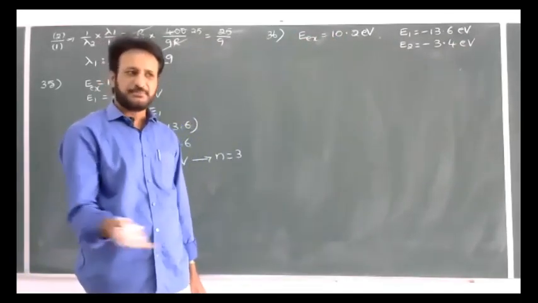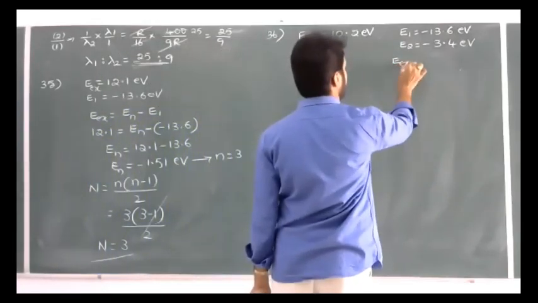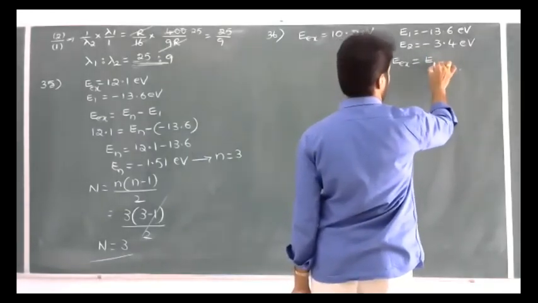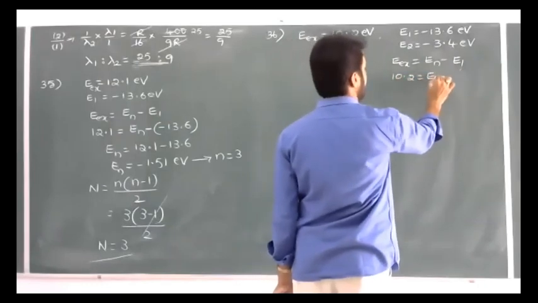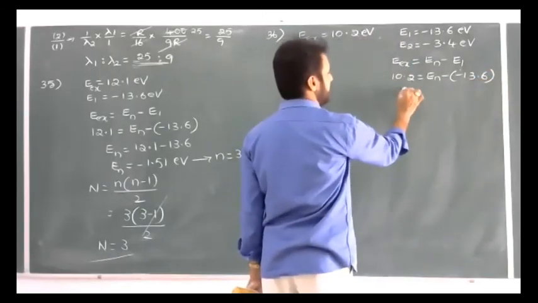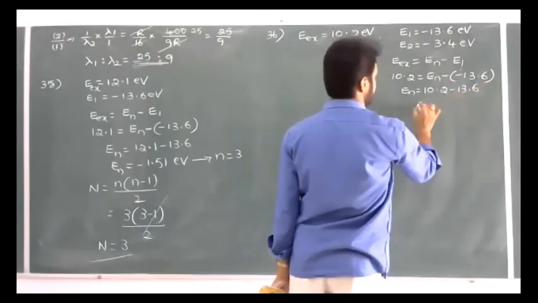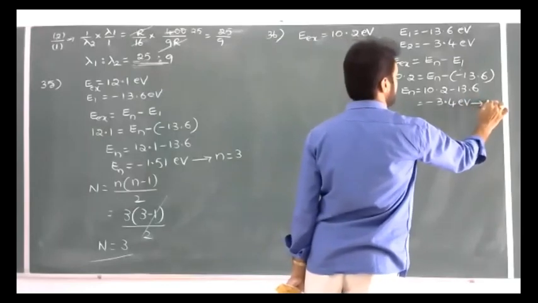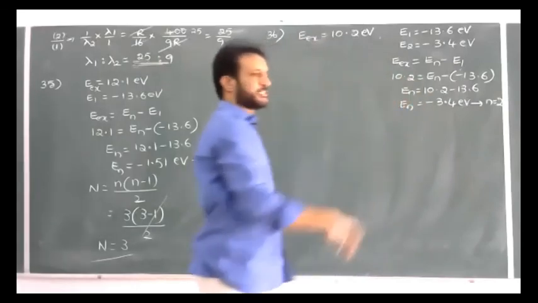So the electron jumps from first orbit to second orbit, because E excitation is nothing but the formula E higher orbit minus E lower orbit, or E nth orbit minus E first orbit. 10.2 is equal to E nth orbit minus of minus 13.6. Take the value to the left side. E nth orbit is equal to 10.2 minus 13.6, equal to minus 3.4 electron volt. So this corresponds to n equal to 2. The nth orbit is nothing but the second orbit.